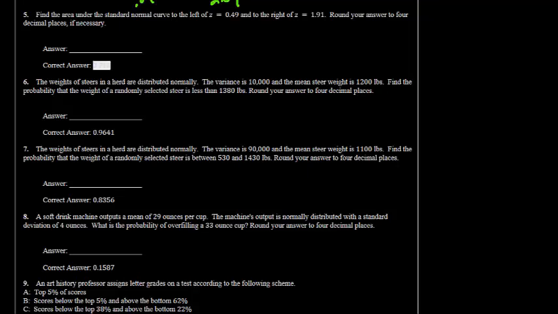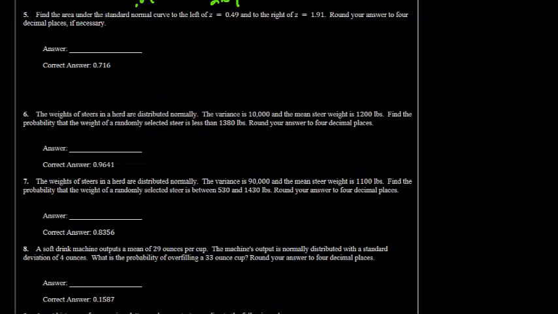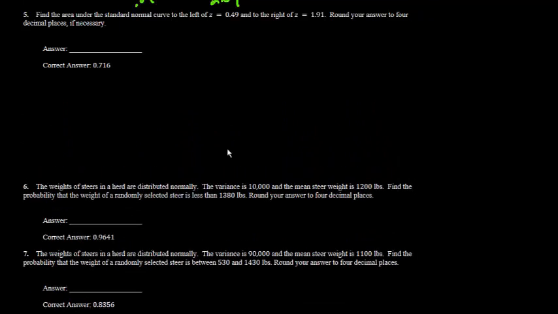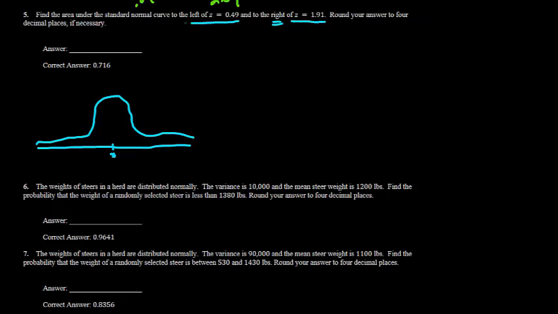Same thing, let's give ourselves some space. Number 5 is very similar, but just a little different. We're going to draw this curve real quick. Big normal in the middle. This is a z curve, so this is 0 here in the center. Find the area of the curve left of 0.49 and the right of 1.91. So here's one, left is 0.49 here somewhere, and on the right out here somewhere is 1.91.